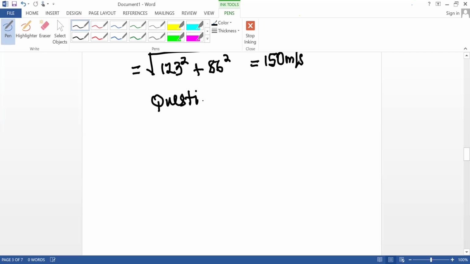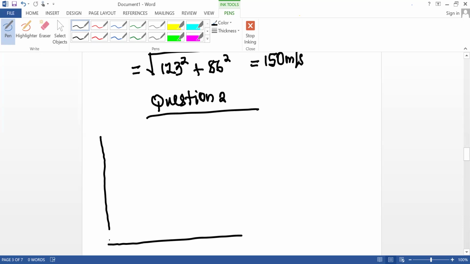So question 2. Now, to do this, you must sketch. Just draw something. Both the building and the tower would be on the horizontal ground. So this represents the tower, which is 250 meter high.